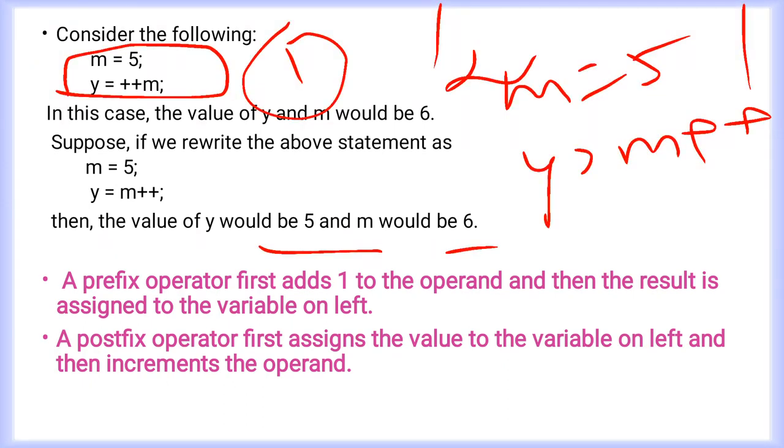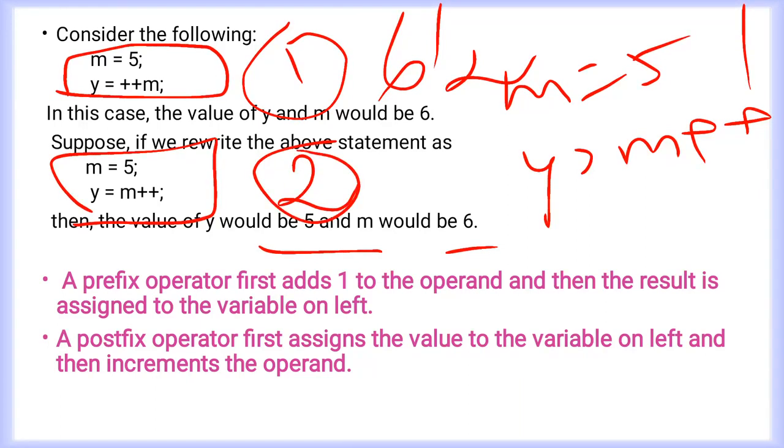So in the situation m is equal to 5, y is equal to plus plus m, after execution the values of both y and m will be 6. Now look at the second situation, m is equal to 5, y is equal to m plus plus. Here the output will be m value 6 and y value 5, because with m plus plus, after the execution completes the value will be incremented.